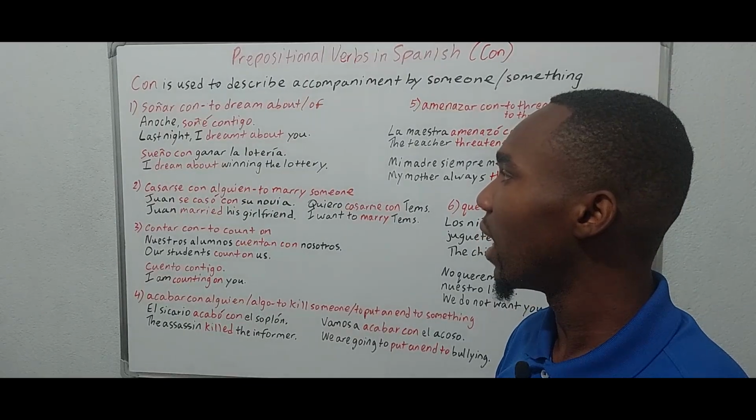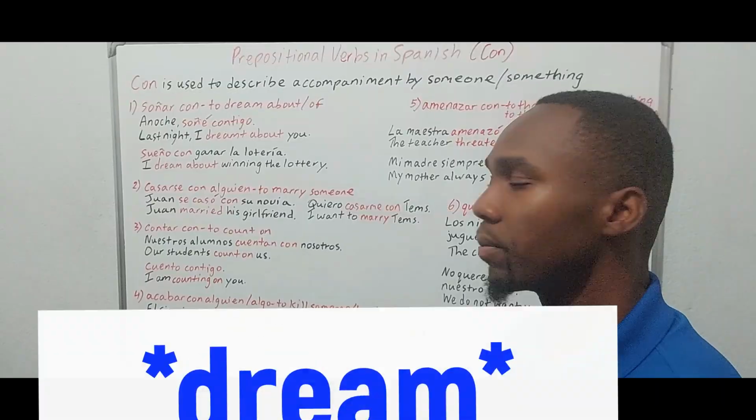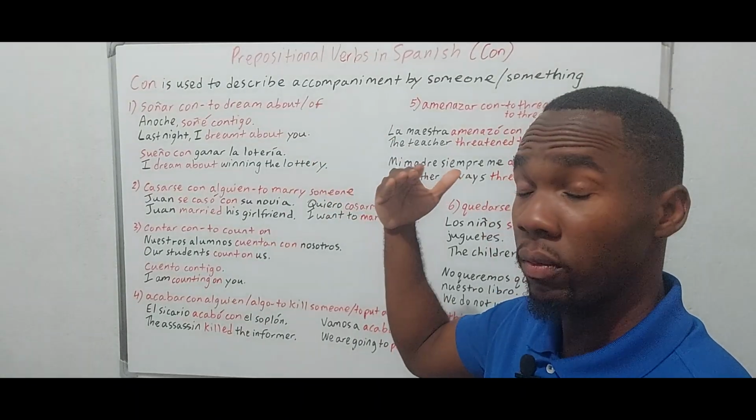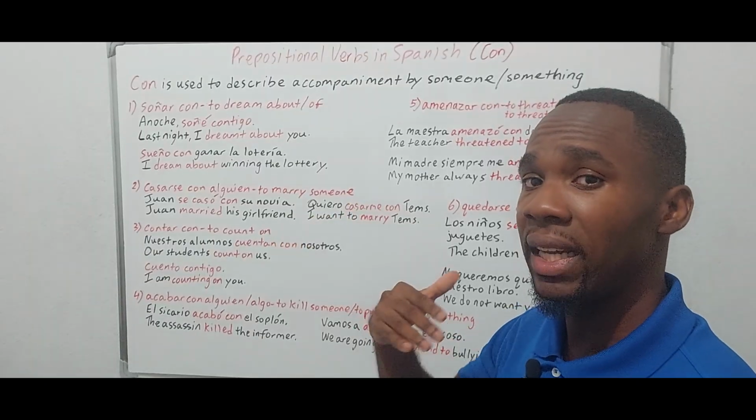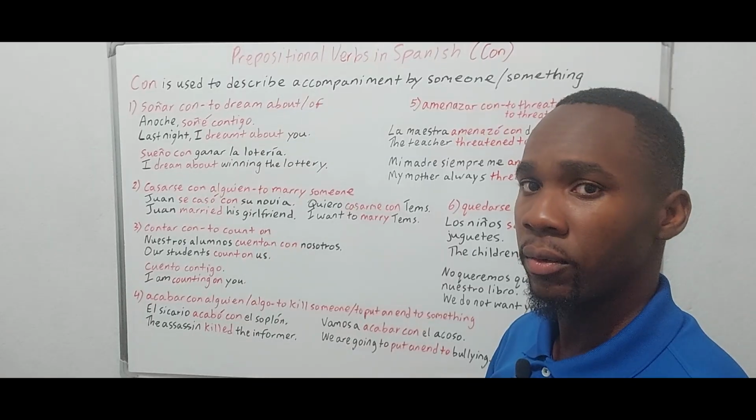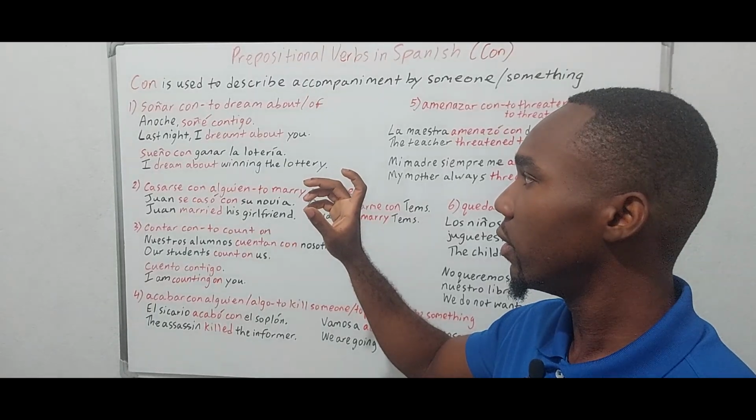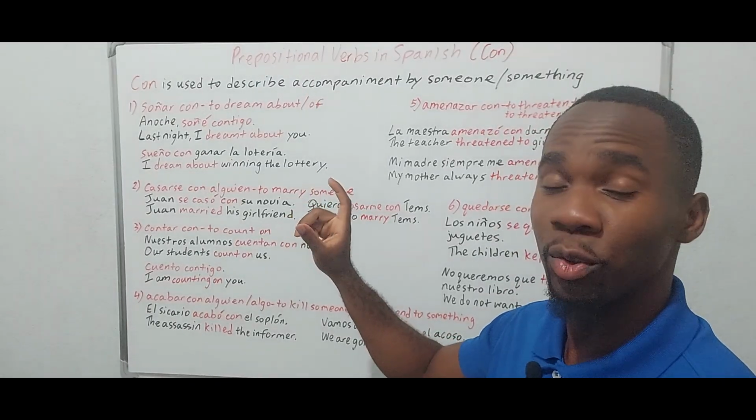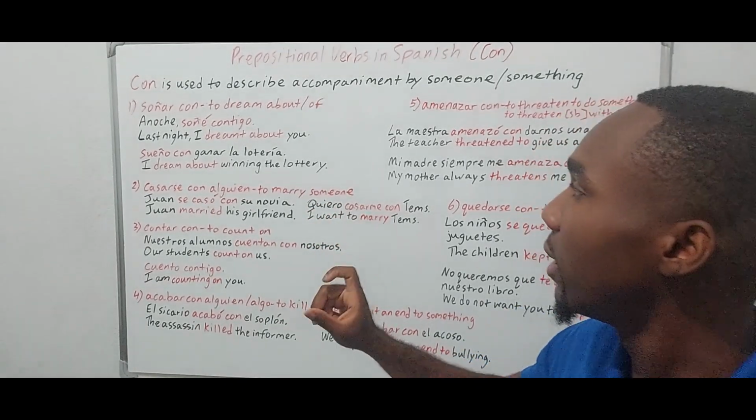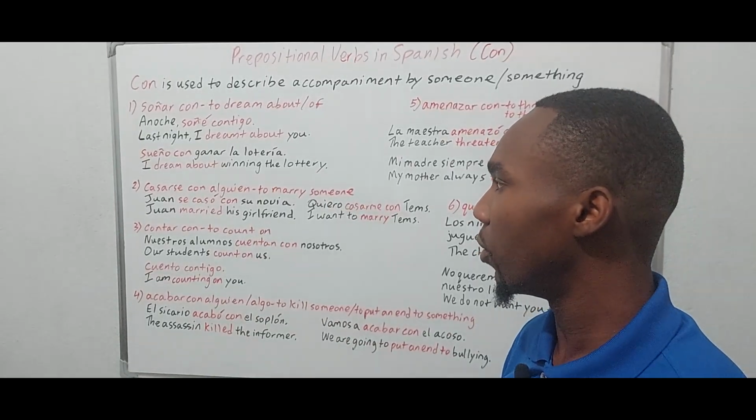Sueño con ganar la lotería. I dream about winning the lottery. That's right. So the con can be followed by a noun or a verb. Okay? But just remember that soñar is used with con and not de. That's very important. All right? So that's the first one. Soñar con, to dream of or to dream about.